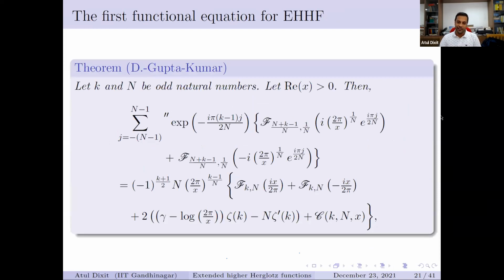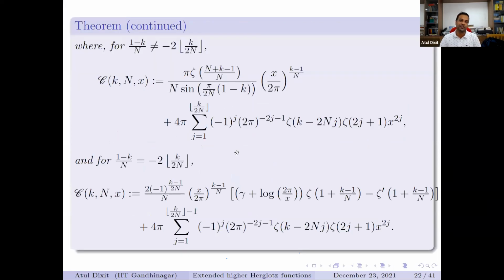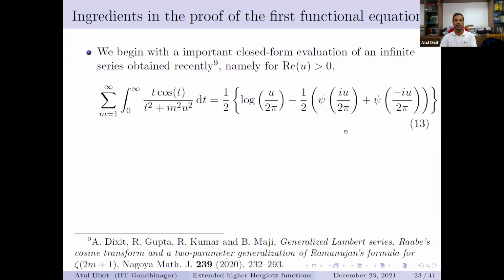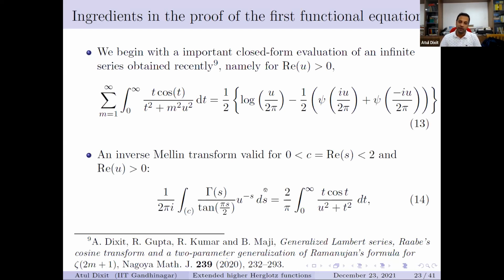If I come back to this first functional equation, what are the ingredients that one really uses? This is an important closed form evaluation coming from our previous work with Gupta, Kumar, and Maji. It's a delicate result in the sense that this series is not absolutely convergent. If you interchange the order of summation and integration, it will be divergent. Yet it has this beautiful closed form evaluation involving the psi function, and that's where you see the connection with the Helmholtz functions. And one more inverse Mellin transform representation.